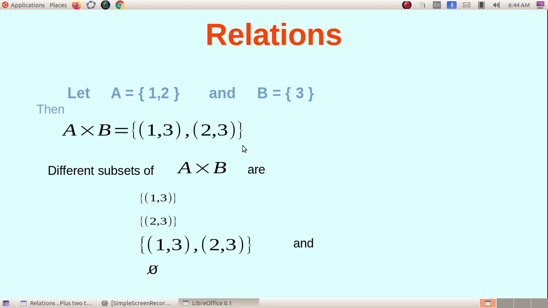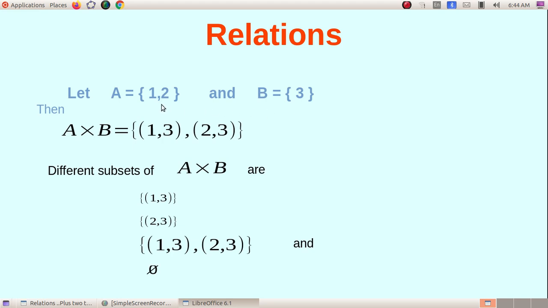And another relation is element in B is less than that of element in A. Is there any element satisfying that relation? No, there is no such element, because the only one element in B is 3 and that element is greater than that of elements in A.